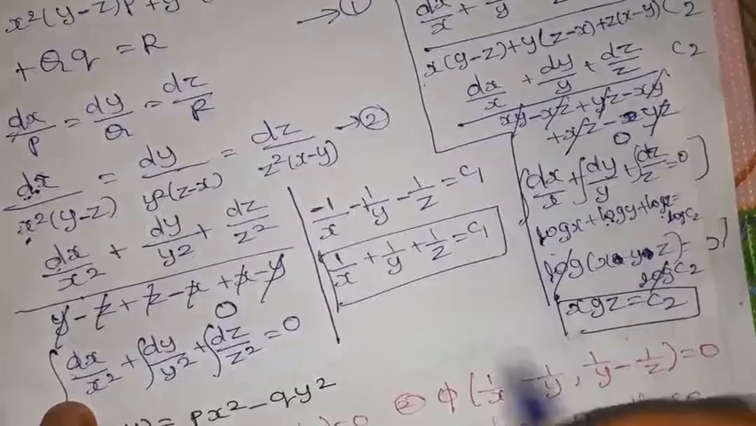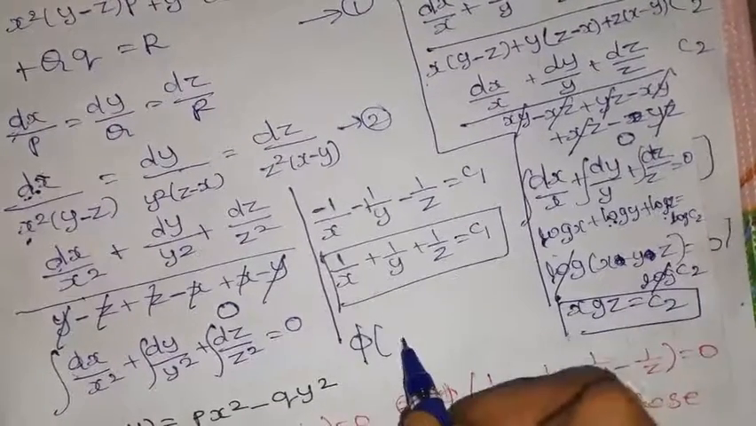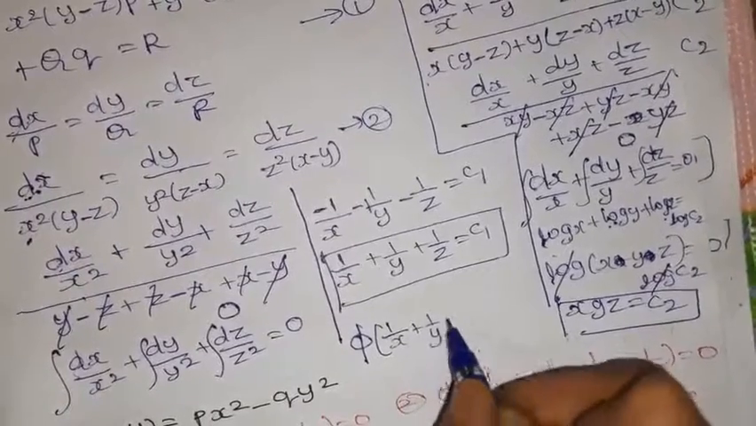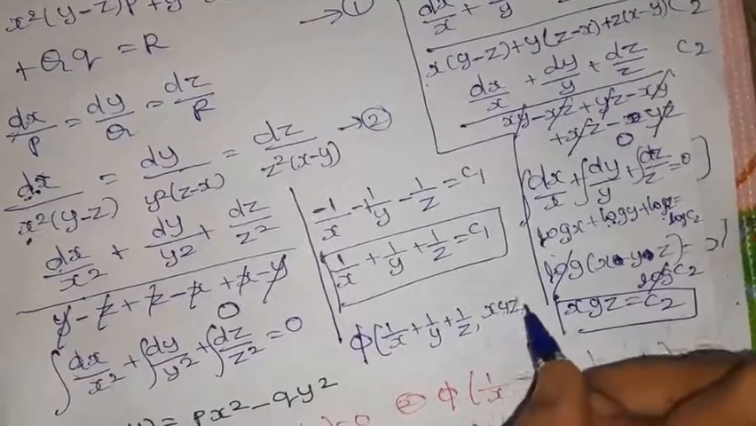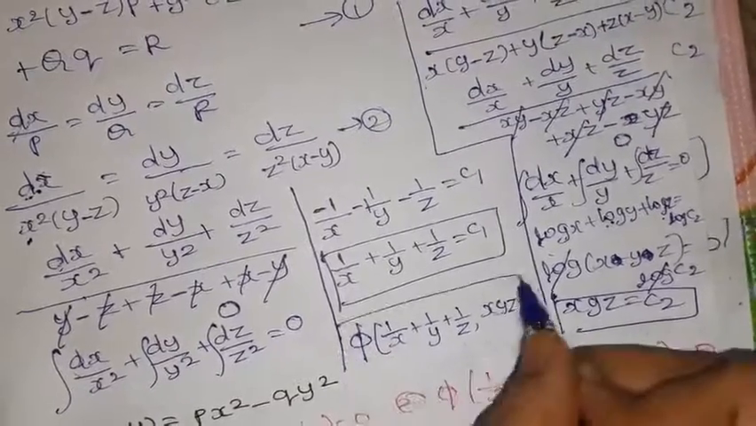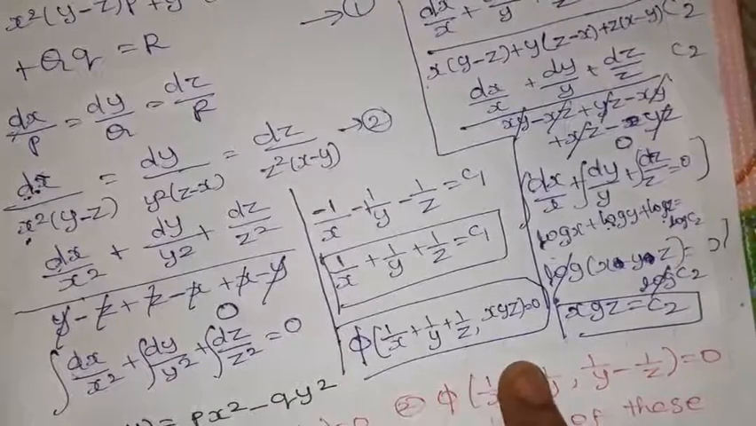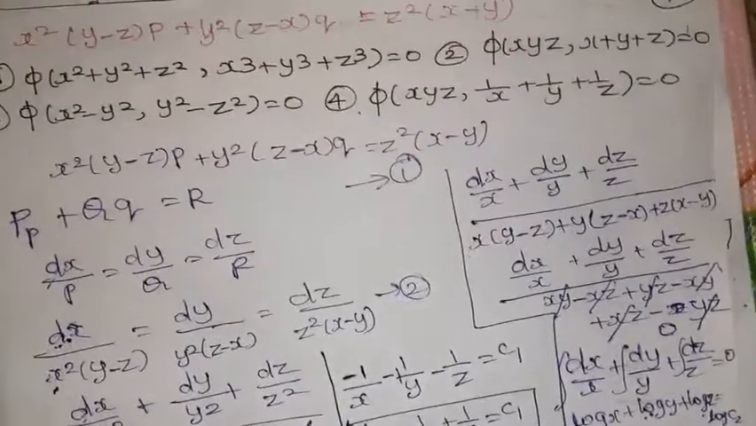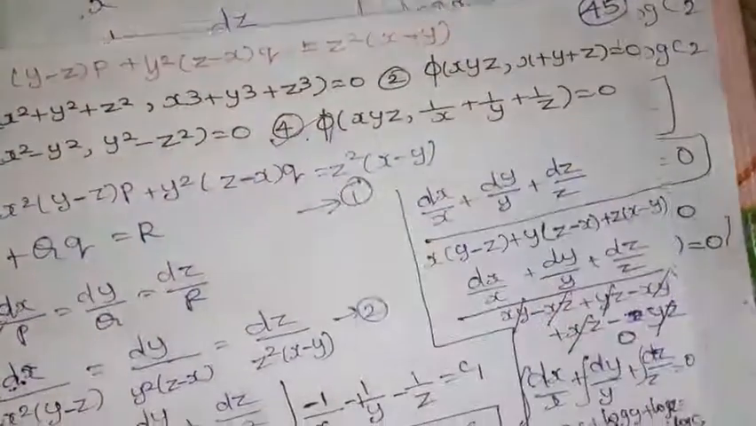So this is a function of, what is the solution next? Phi of this one, 1 by x plus 1 by y plus 1 by z, and this one, xyz, equals 0. This is the general solution: phi of 1 by x plus 1 by y plus 1 by z, comma xyz equals 0. Which option? Phi of this one, option 4, right?